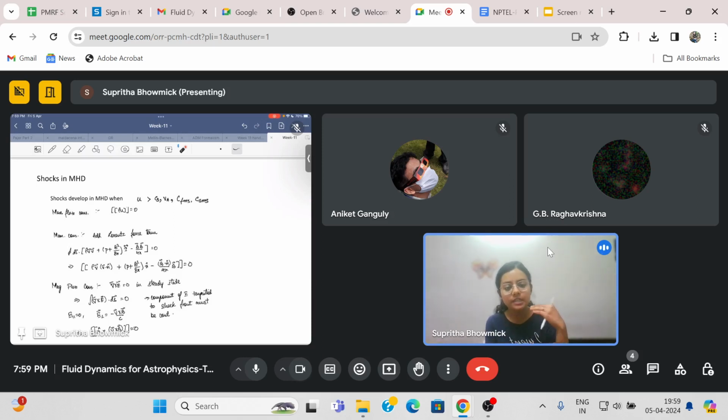So all of these are velocity scales. And you know that in normal fluid dynamics, we saw that shocks develop when the fluid velocities exceeded the speed of sound in the fluid, right? So when that happened, shocks develop. These discontinuities of pressure, densities and velocities developed.